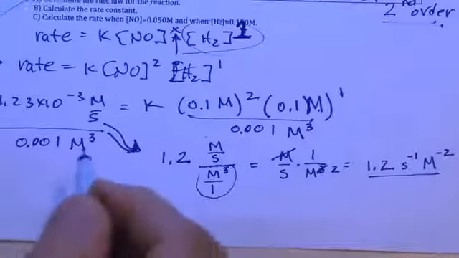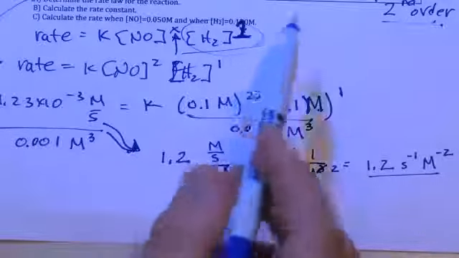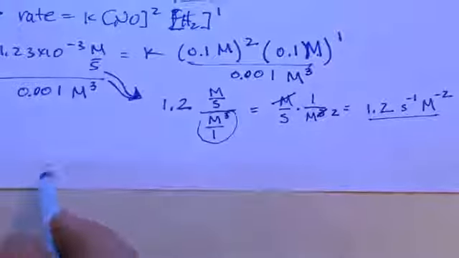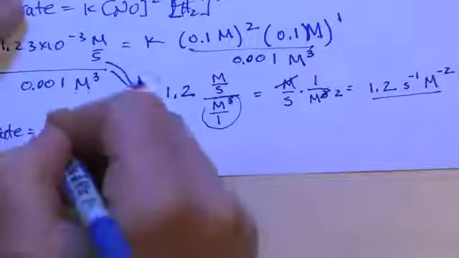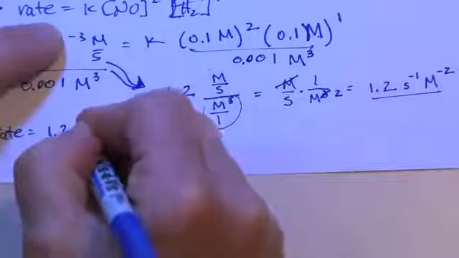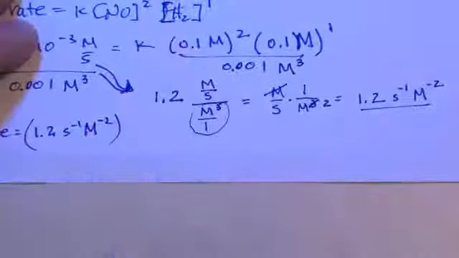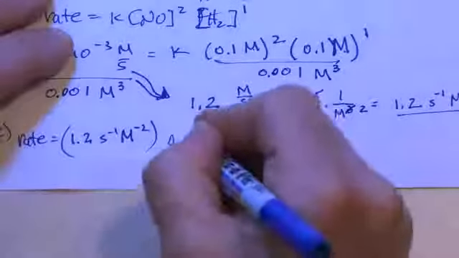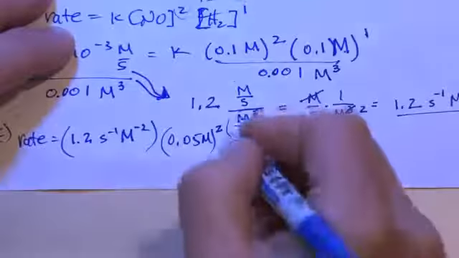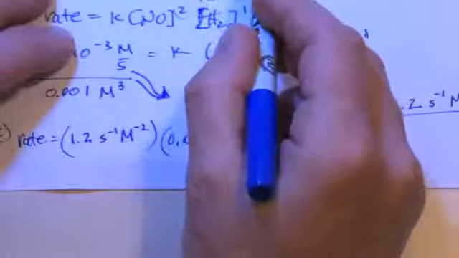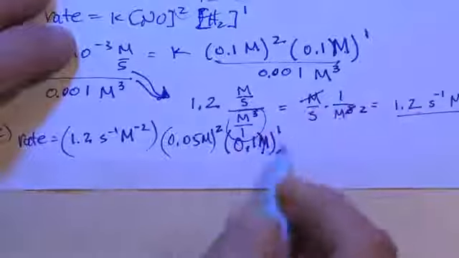Okay, and then lastly, letter C. Calculate the rate when NO is equal to and when H2 is equal to. Now we just plug it into the rate expression that we already know. And the rate expression is equal to K, which we just solved for, 1.2 seconds to the -1, molarity to the -2, times NO, which is 0.05 molar, and that's got to be to the second power because NO is to the second power right here, times the concentration of H2, which is 0.1, and that's raised to the first power. Whoops, that's molarity to the first power.